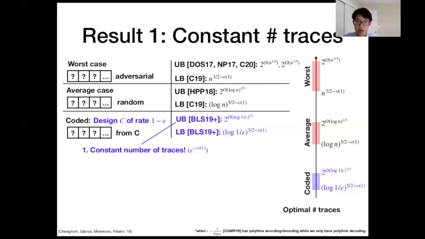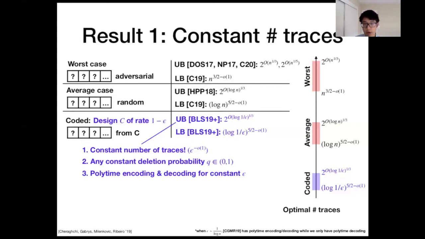So a couple of things to note. As I said, we do this in a constant number of traces. Asymptotically, it's a good constant. It's subpolynomial in 1 over epsilon. Both our upper and lower bounds work for any constant deletion probability q. We also get polynomial time encoding and decoding for constant epsilon.